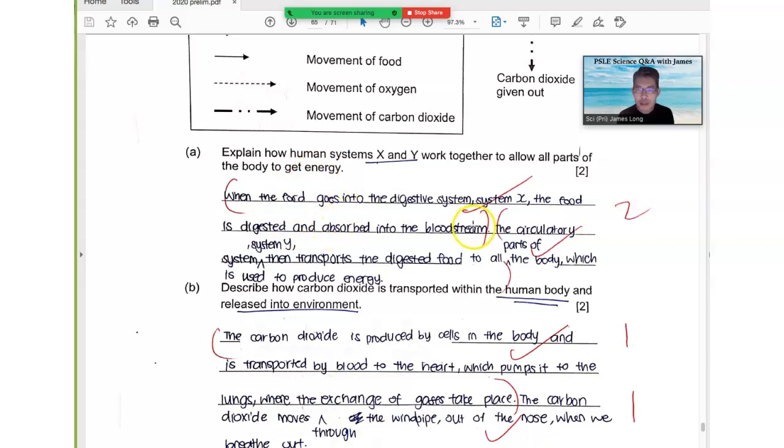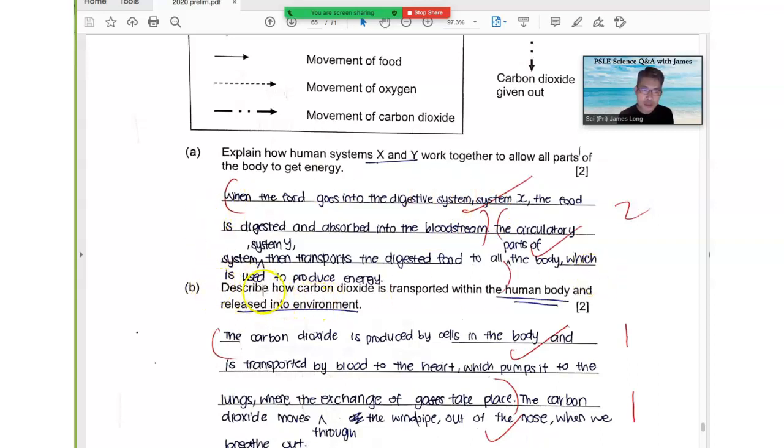Once it enters the bloodstream, and blood is part of the circulatory system, this provides a link to the circulatory system, which is Y, which then transports this digested food to all parts of the body. And then, of course, this food is used to provide you with energy. Alright, you cannot really produce, you can provide them with energy. So this is a good answer for this.